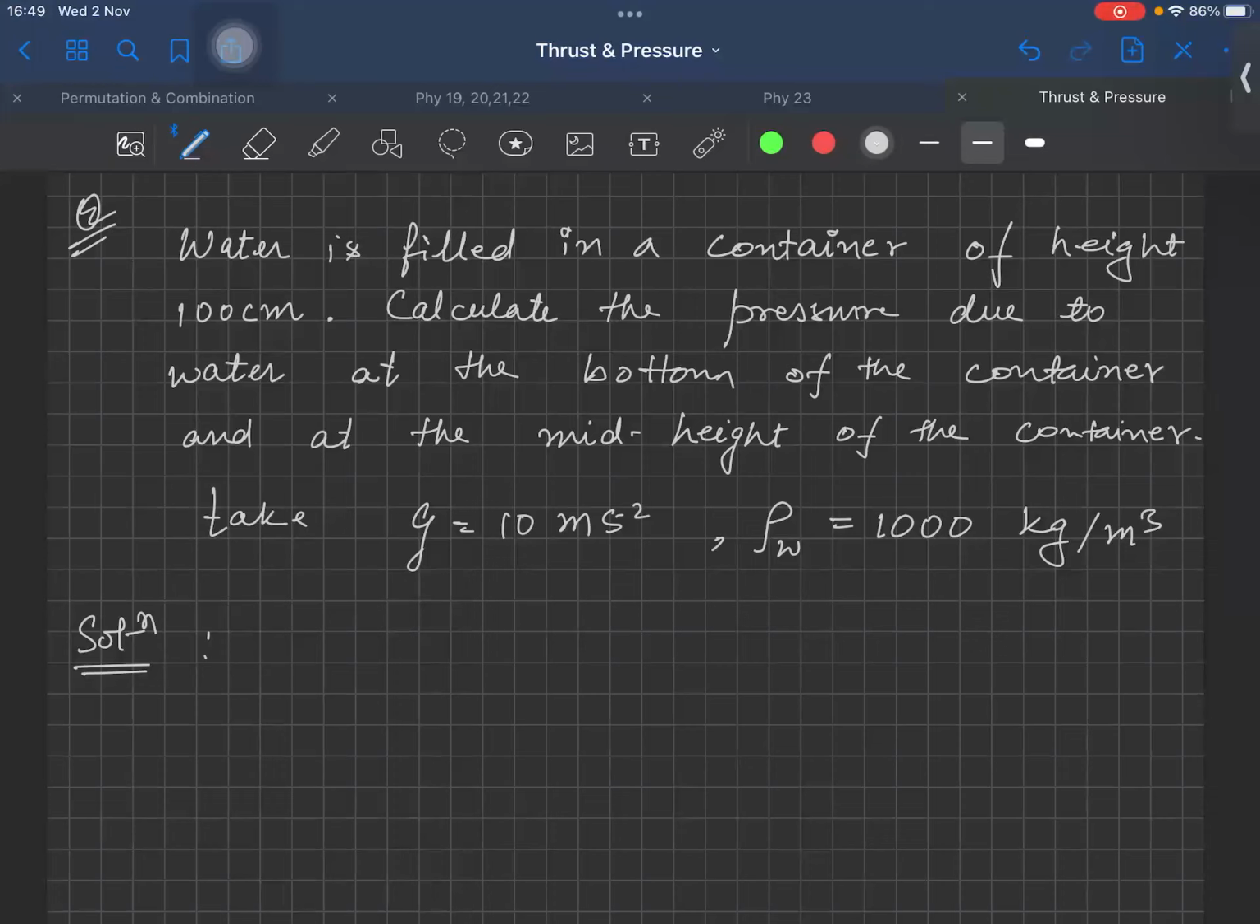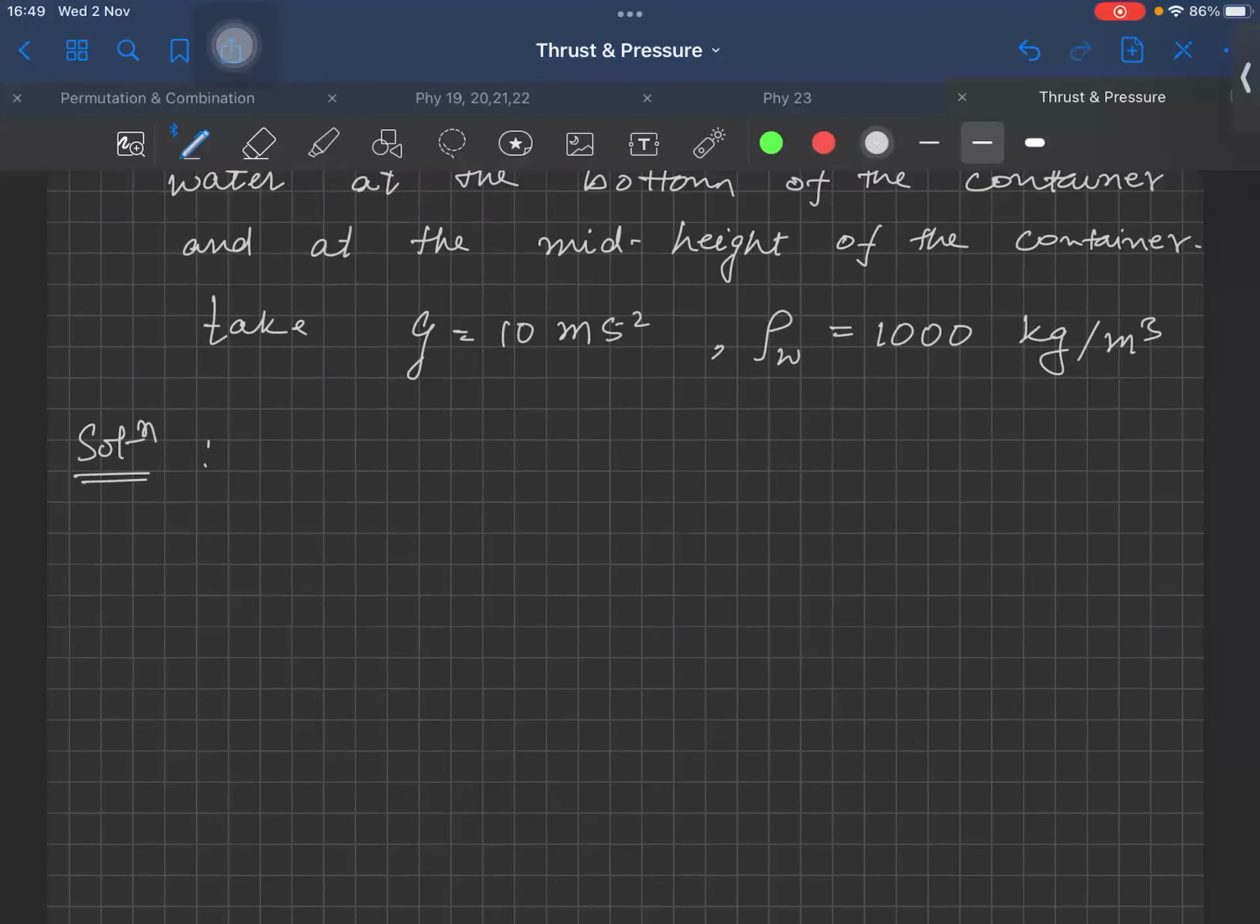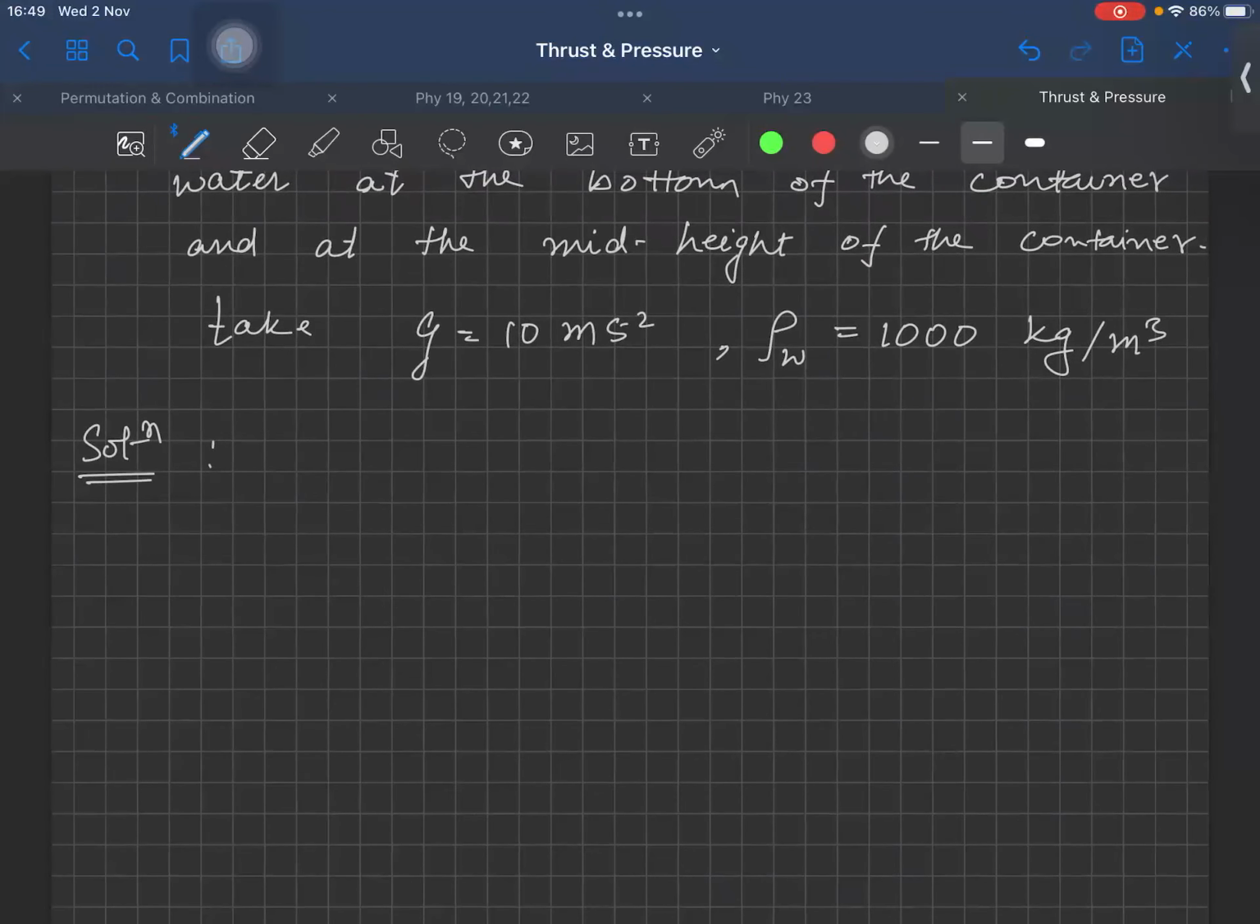Sir, at full length, the pressure is 10 to the power 4 Pascal, and at half the length, the pressure is 5 to the power 3. Okay, good. Kind of. Who is this? Ganesh, sir. Very good, Ganesh. So see how you'll proceed, the problem is exactly similar to what we did, right?